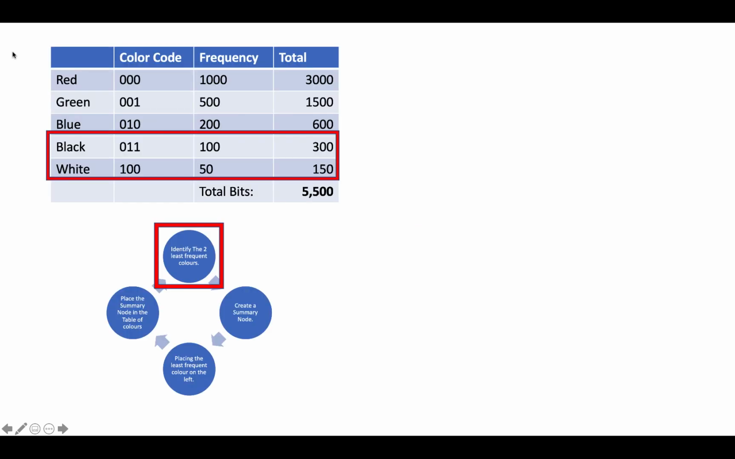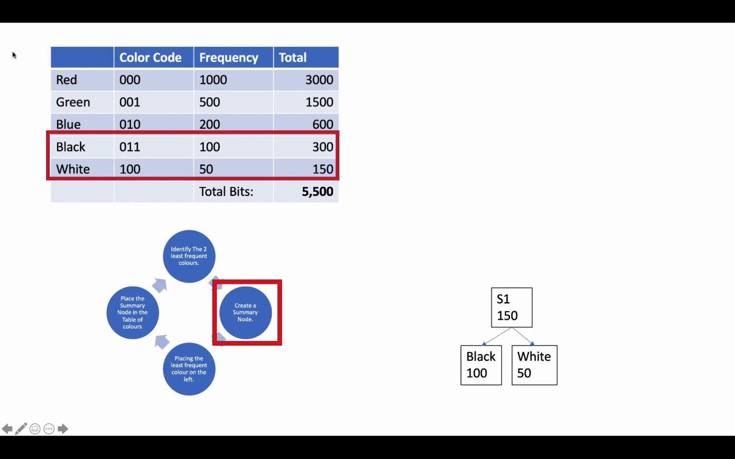So the first step is to identify the 2 colors that are used the least. So in this case, black is only used with 100 pixels, and white is only used with 50. The next step is going to be to create what we call a summary node. And a summary node is just a placeholder node, which we're going to call S1. And underneath S1, we're going to write the sum of the 2 frequencies. So the 150 underneath S1 here relates the 50 from white and the 100 from black.